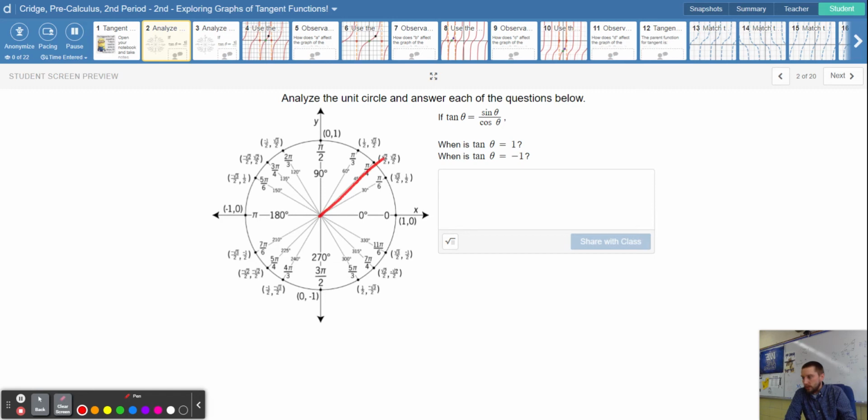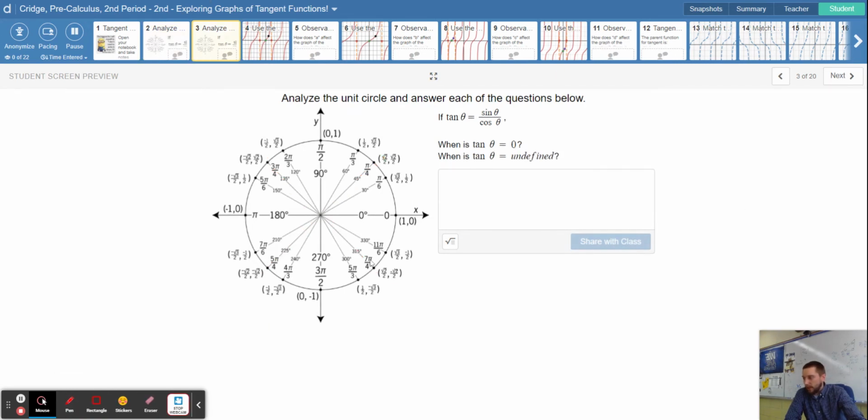So tangent is equal to 1 here and down here. So pi over 4 and 5 pi over 4, because that's when the slope of this angle is equal to 1. And then it's equal to -1 here and here. Okay, at 3 pi over 4 and 7 pi over 4. So trying to remember stuff like that.